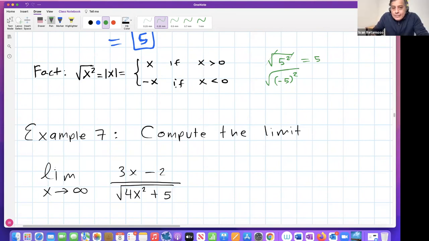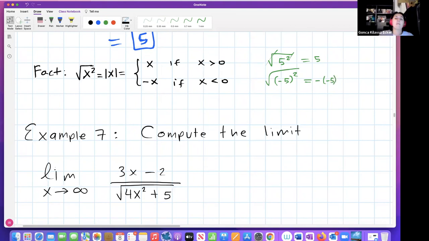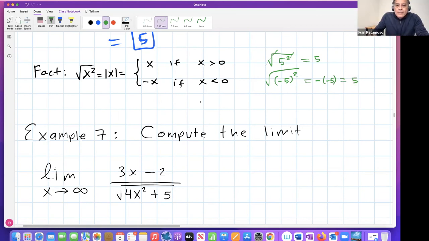That's what it's trying to say. You cannot just cancel this with this, because negative 5 squared is positive 25, and it's going to come out equal to 5. What this is saying is that if you get this negative, you should do this: negative, negative 5, and it will come out 5, not negative 5. So bottom line, guys, when x is positive, you use this.